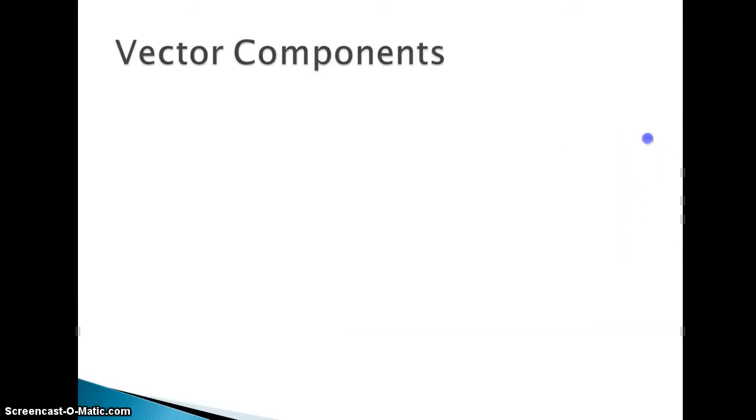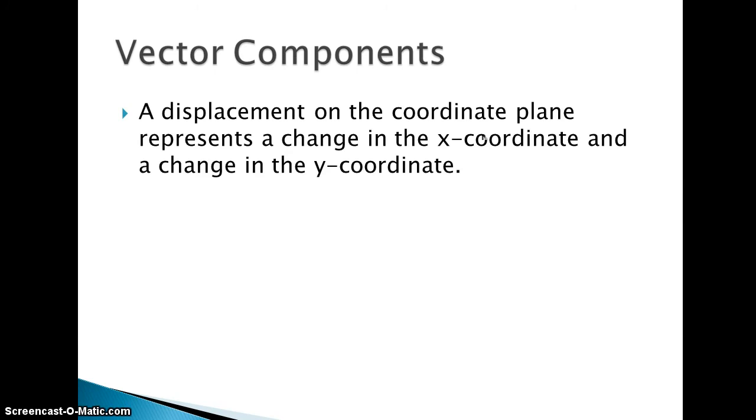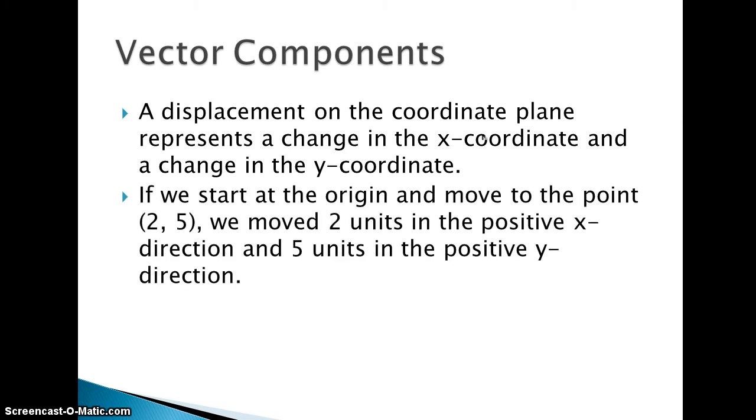So first we're going to talk about vector components. So when we have a vector on the coordinate plane and we do a displacement, because a vector represents a displacement, that means that we change the x-coordinate and we change the y-coordinate. So, for example, if we start at the origin and move from the origin to the point 2, 5, that means that we move 2 units in the positive x direction and 5 units in the positive y direction.